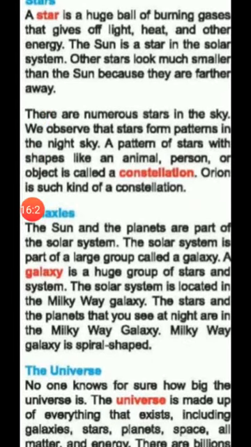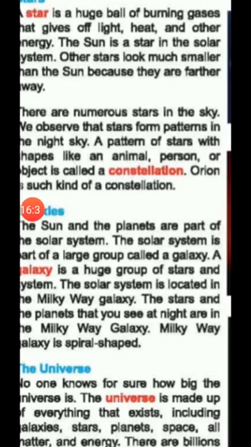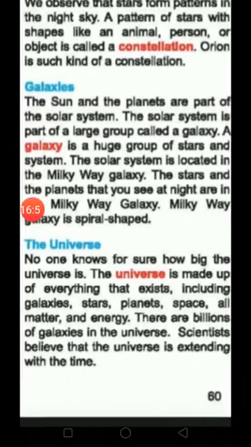Next point, there are numerous stars in the sky. We observe that stars form patterns in the night sky. I told you these stars make a pattern. A pattern of stars shaped sometimes like an animal, sometimes a person or object, is known as a constellation. When stars make a pattern like an animal or person or many other things, that is called a constellation. Orion is such a kind of constellation. Orion is an example of this type of constellation.